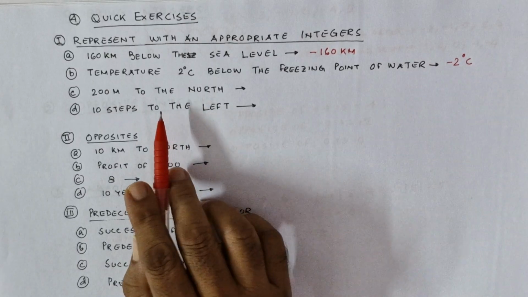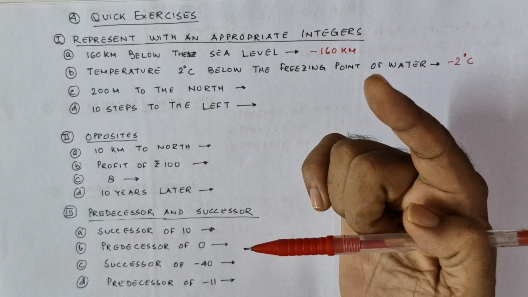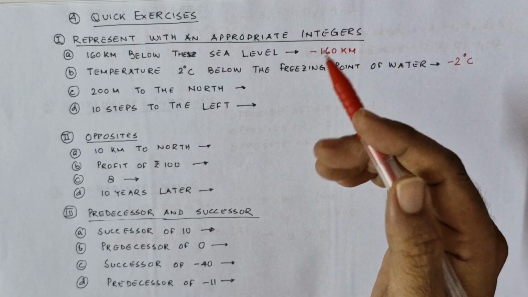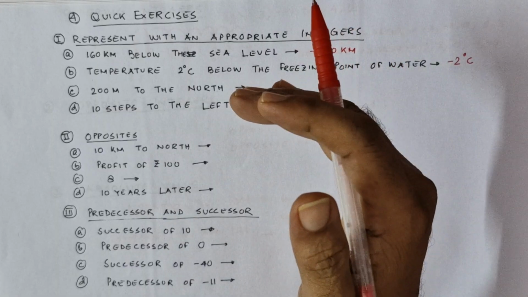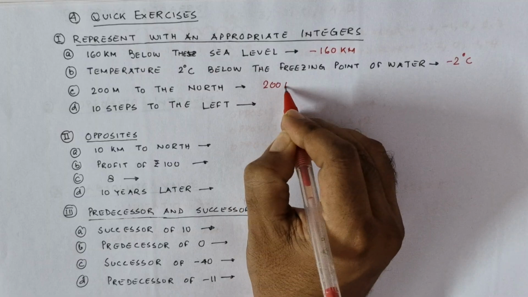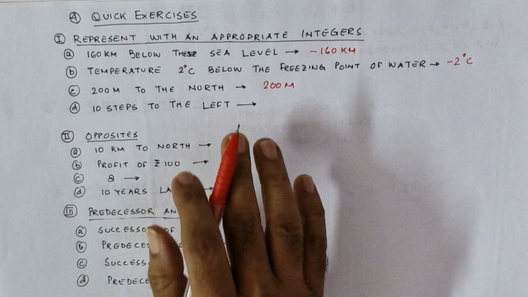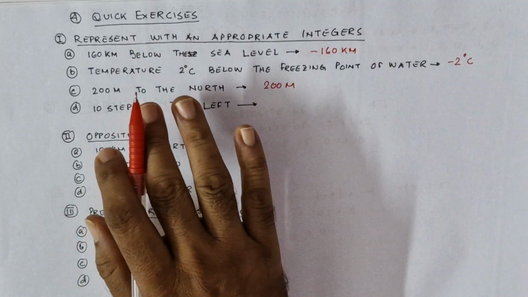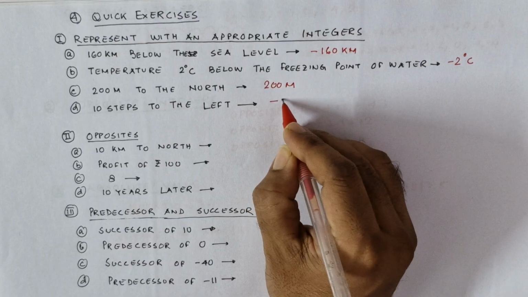Now, 200 meter to the north. North is positive. Remember in the direction point we have discussed, north is positive, south is negative. So we will write 200 meter. 10 steps to the left. Right is positive, left is negative. So we will write minus 10.